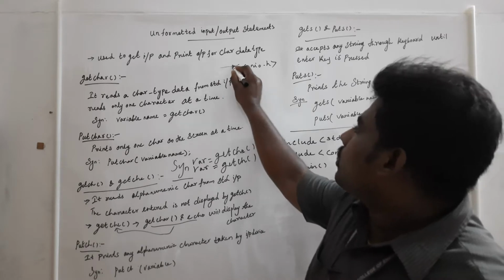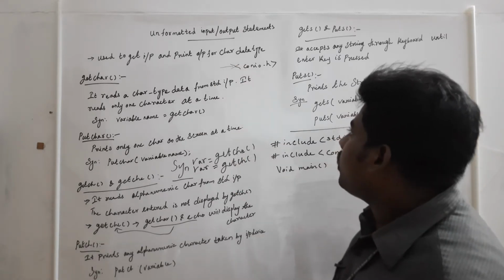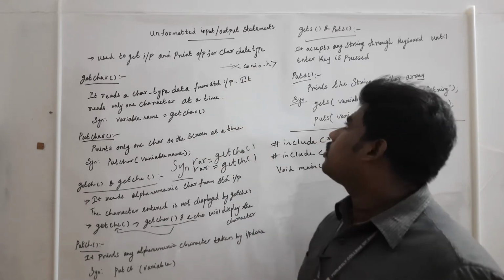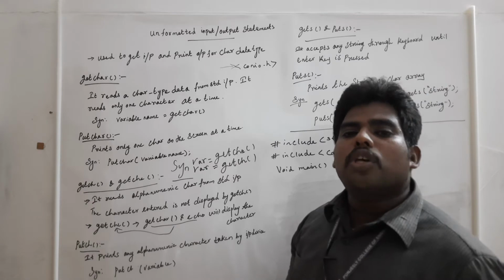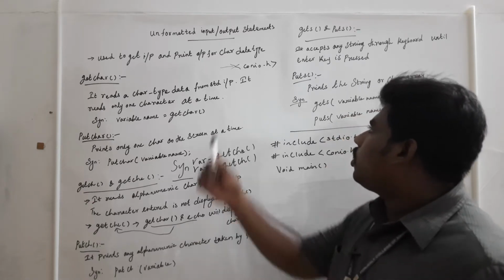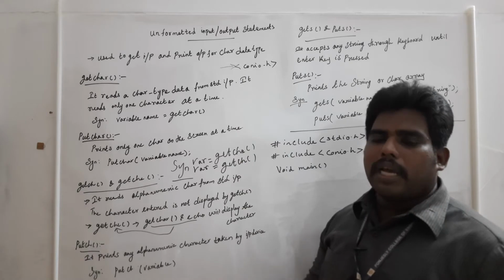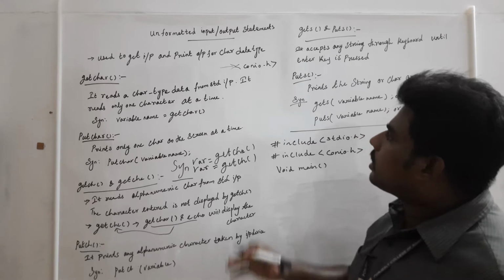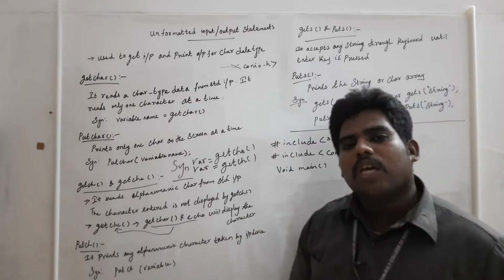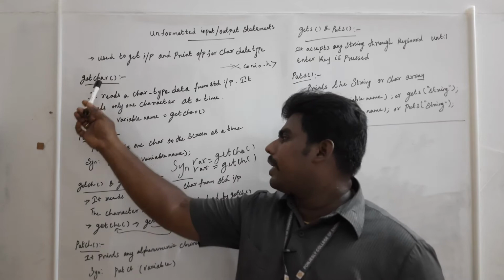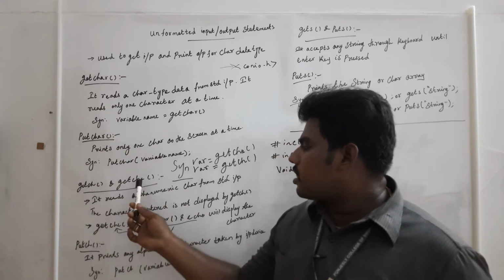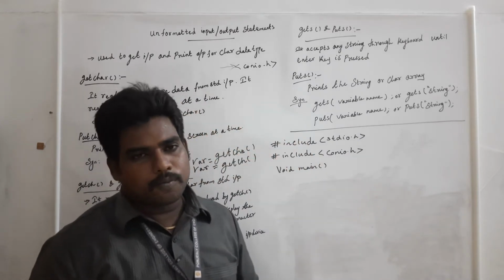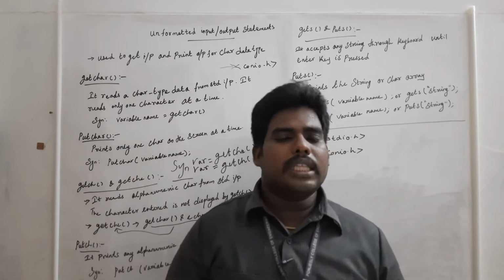These unformatted input output statements are present in the header file called conio.h. That means console input output.h. Conio means console input output, that is your output screen related things. In these unformatted input output statements there are various predefined functions: getchar, putchar, getch, getche, putch, then gets and puts. I will explain them one by one with proper examples.